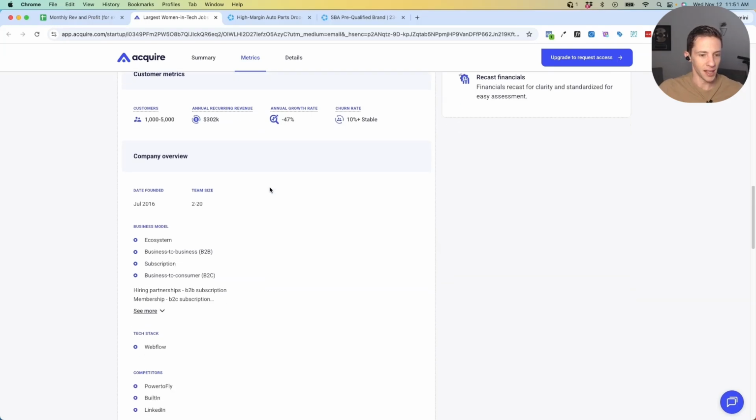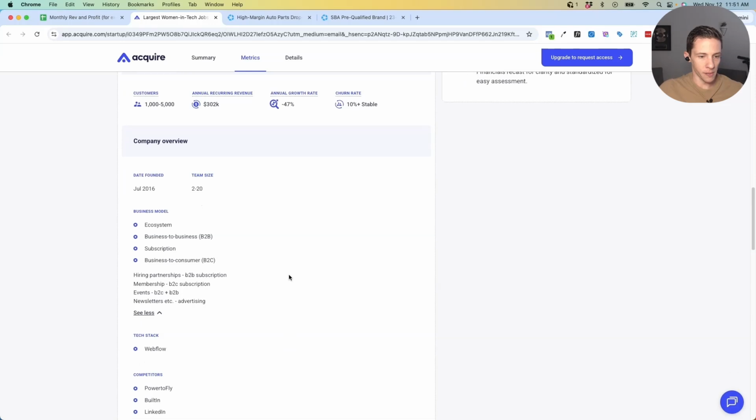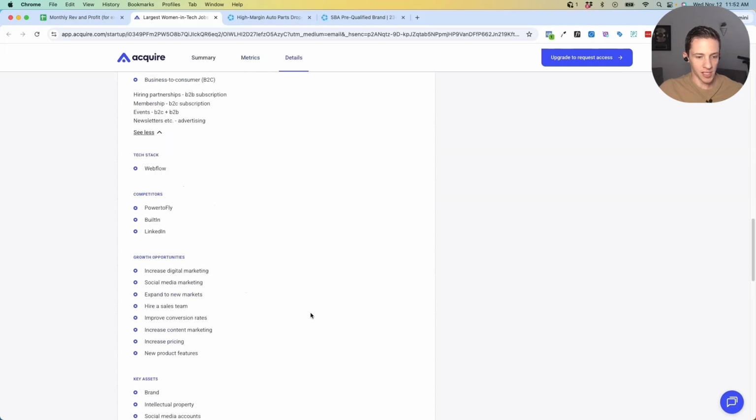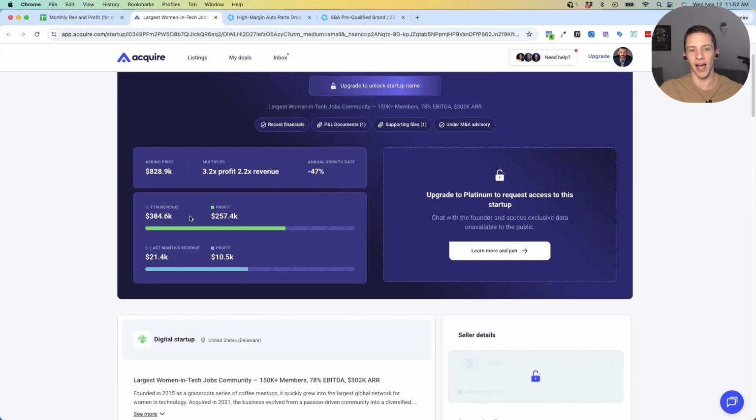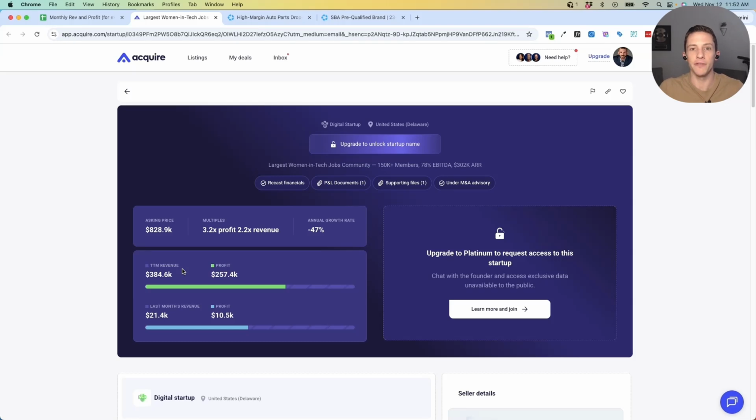That comes into play. The business model, how they make money, is hiring partnerships, B2B, membership, B2C, typical from what I would expect, the job board. They have events, B2C and B2B. So they have events, they probably charge people access to come into it, and they charge the businesses to come into it, and they have newsletters. So, I mean, this seems like a really robust business. I like the details here. I fundamentally like the type of business that it is.